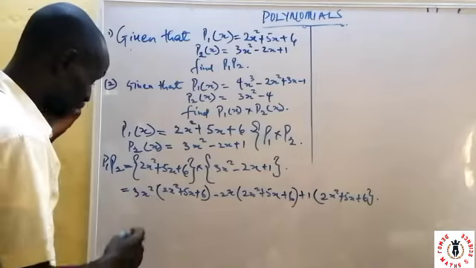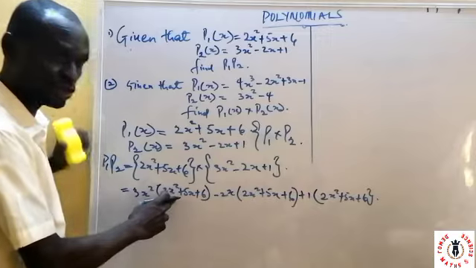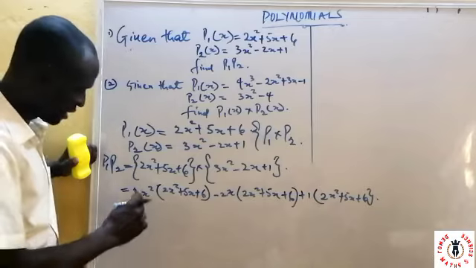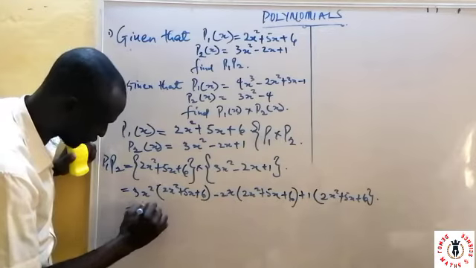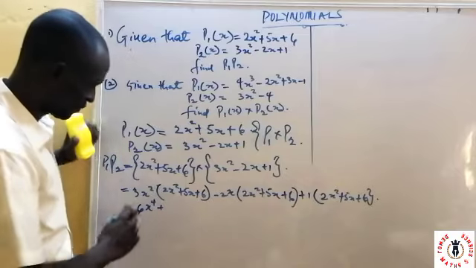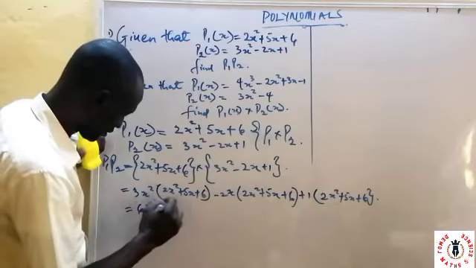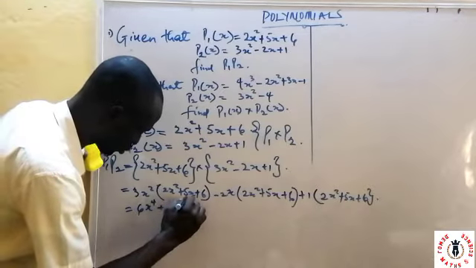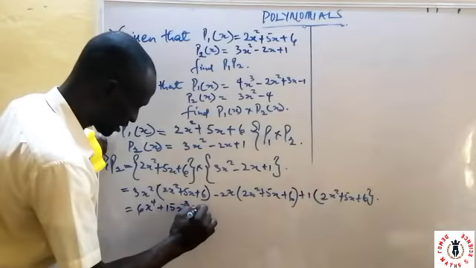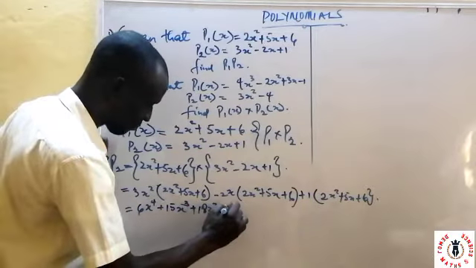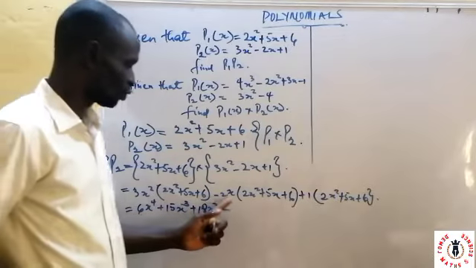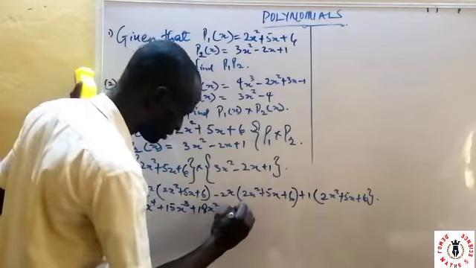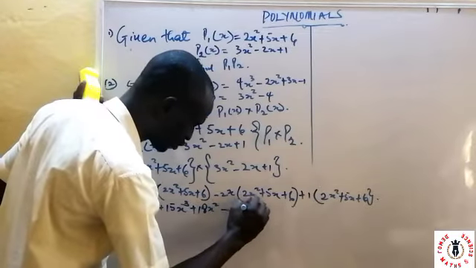Now let's expand. Our 3x squared times 2x squared becomes 3 times 2, that's 6. x squared times x squared becomes x raised to power 4. Plus 3x squared times 5x becomes 15x raised to power 3. 3 times 6, that's 18x squared. Minus 2x times 2x squared, that's minus 4x raised to the power 3.